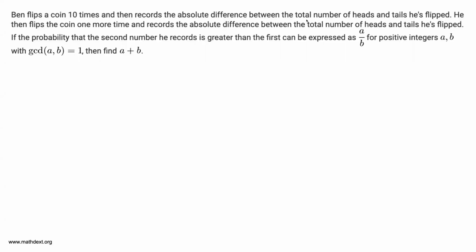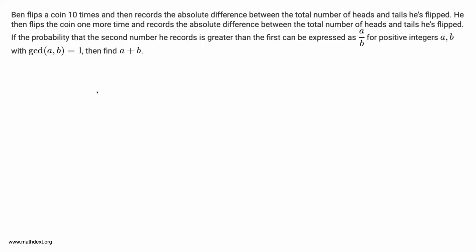Ben flips a coin 10 times and then records the absolute difference between the total number of heads and tails he's flipped. He then flips the coin one more time and records the absolute difference between the total number of heads and tails he's flipped. If the probability that the second number he records is greater than the first can be expressed as A over B for positive integers A, B, with GCD of A and B equal to 1, find A plus B.